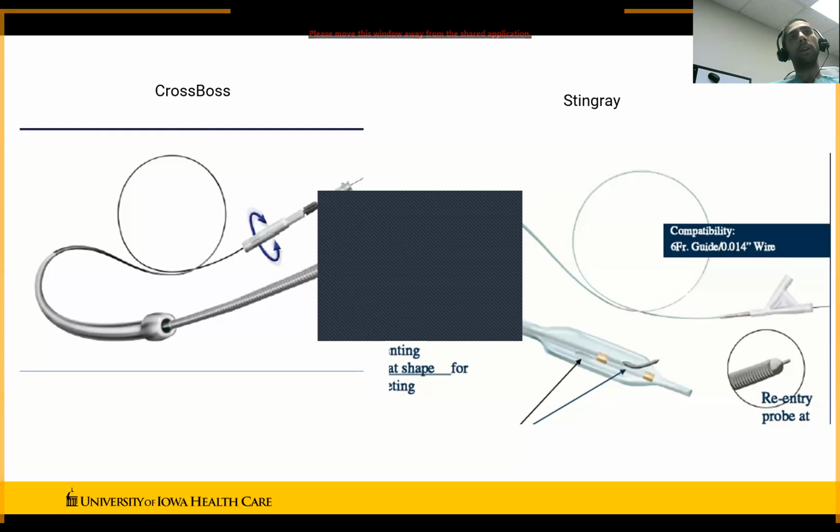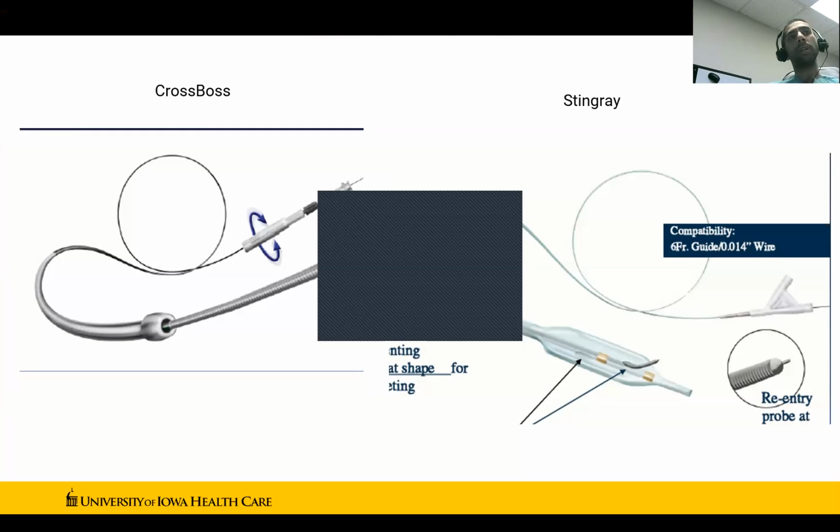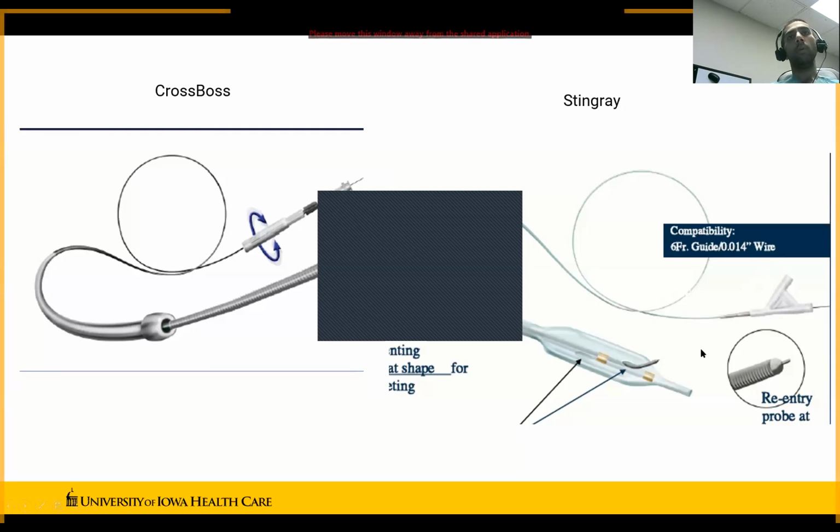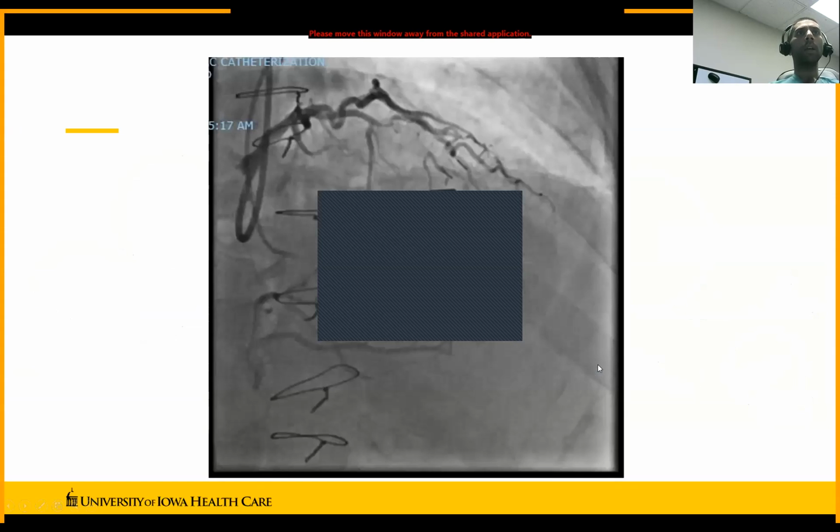for using the ADR technique. The first is a CrossBoss on your left that helps us create very controlled subintimal planes without creating very large ones. The Stingray is a reentry tool that has a wire port at the end and then has two offset ports on either side. And so this is a case that again has a LAD CTO extending from here to this point.